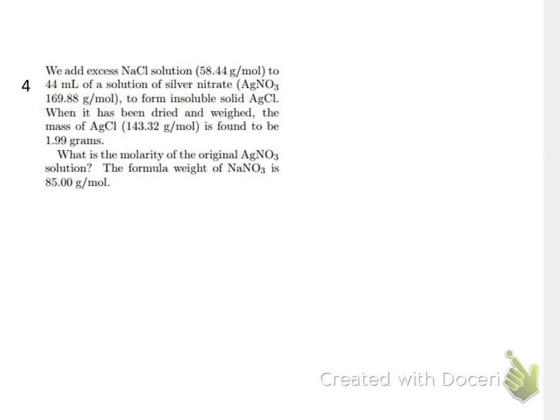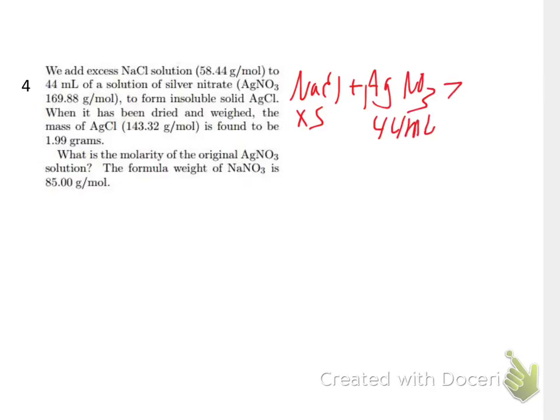Alright, let's take a look at this one. We add excess NaCl. I'm going to write this out as I do it. And this is excess, I'm just going to write that, to 44 milliliters of a solution of silver nitrate. Alright, so silver nitrate, and I have 44 milliliters, to form insoluble solid silver chloride. So that's going to precipitate out. It doesn't say what else we make, but we know that we're also going to make sodium nitrate. But the important thing here is that all of these are a 1:1 ratio. Okay. When it has been dried and weighed, the silver chloride is found to be 1.99 grams.